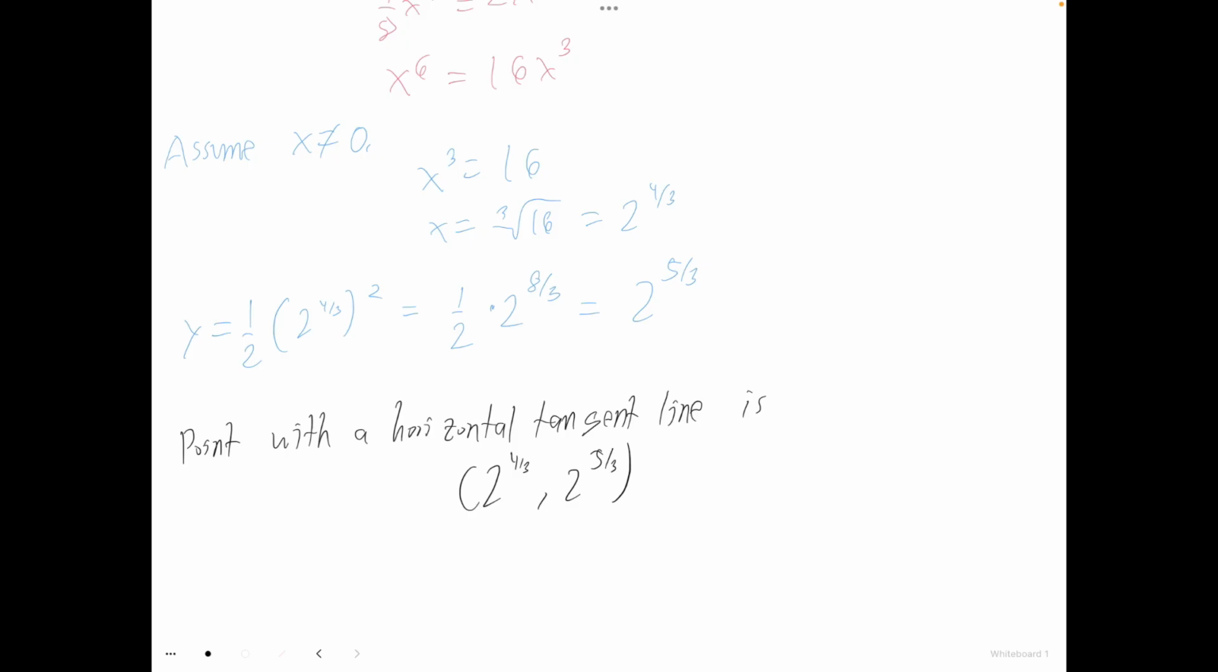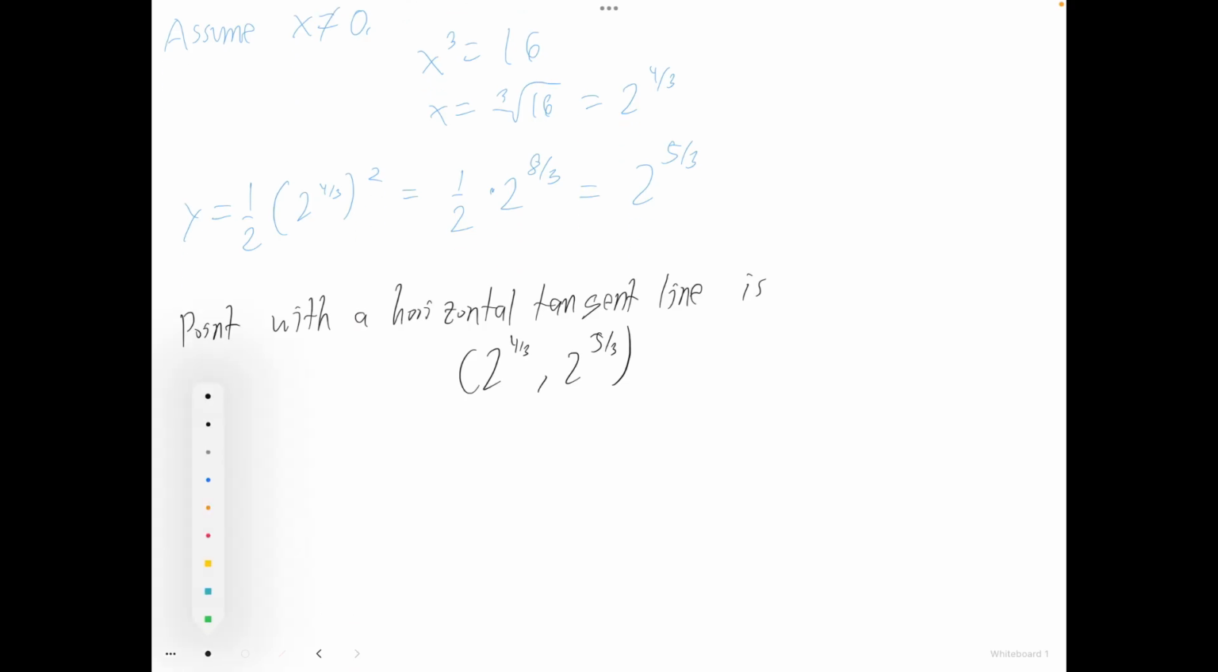Now we do need to check that the denominator of our derivative is not 0 there. So we recall dy over dx is equal to 2y minus x squared over y squared minus 2x. So we just need to check what is y squared minus 2x at this point. So we'd have 2 to the 5/3 squared minus 2 times 2 to the 4/3. So we get 2 to the 10/3 minus 2 to the 7/3, which is not 0. And so we don't get 0 there, so this is indeed our point with a horizontal tangent line.